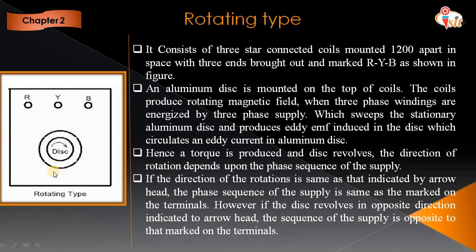Then this rotating magnetic field induces eddy EMF in the disc, and due to the EMF, eddy current starts flowing through this disc. Hence a torque is produced on the disc and the direction of rotation depends on the phase sequence of the supply. Due to the current flowing through this disc, a torque is produced on the disc, and due to this the disc starts rotating. If the direction of rotation is the same as indicated by the arrowhead, then the phase sequence of the supply is correct. If the direction of disc rotation is the same as the indication of this pointer, then the phase sequence is the same, that is RYB.